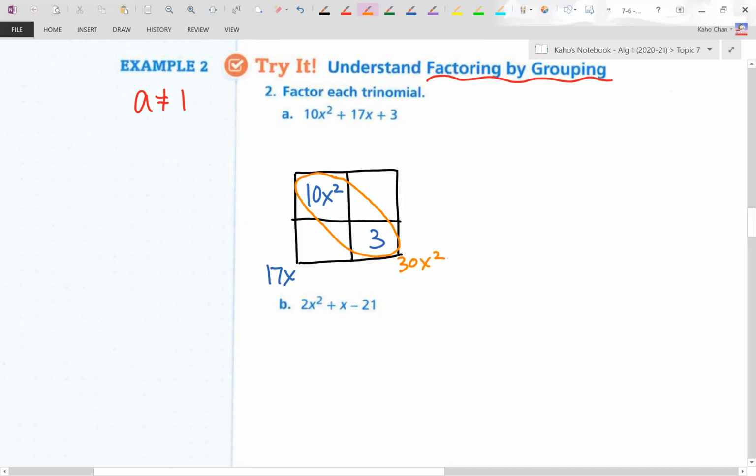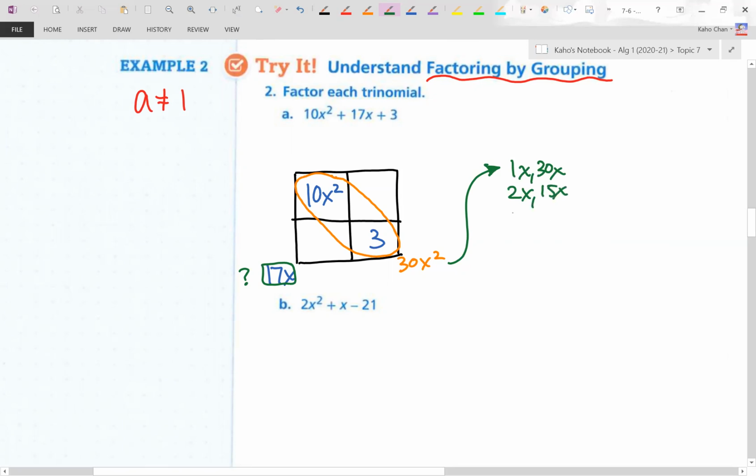Okay, great. Step 3, list all of the possible ways of getting 30x squared and see which ones add up to the middle term, B, 17x. That's what we're trying to shoot for. Okay, so everything's positive in this problem, which means our factors are positive. I should technically write it all out properly. I left out the x's last time. I was being a little lazy.